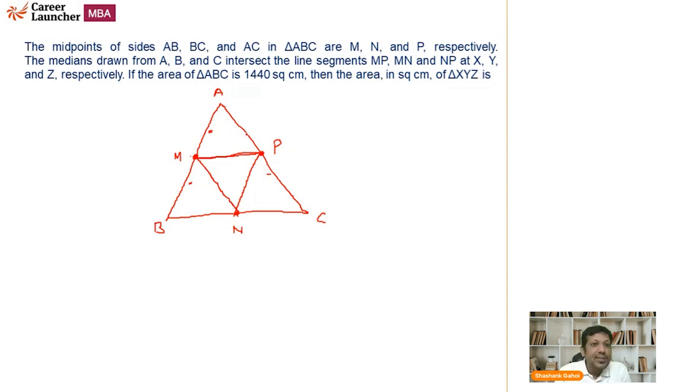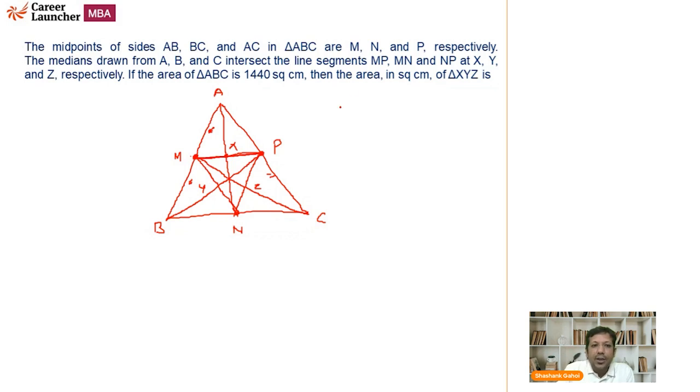Okay. Now, what does it say? I am joining a median. Then the second median. Then the third median. Okay. And these intersect MP at X, MN at Y, and this at Z. So basically, this is definitely going to be a midpoint. I'm joining the midpoints of a triangle. So this area becomes 1/4, this area becomes 1/4, this area becomes 1/4. So the remaining 1/4 will be this area, right?